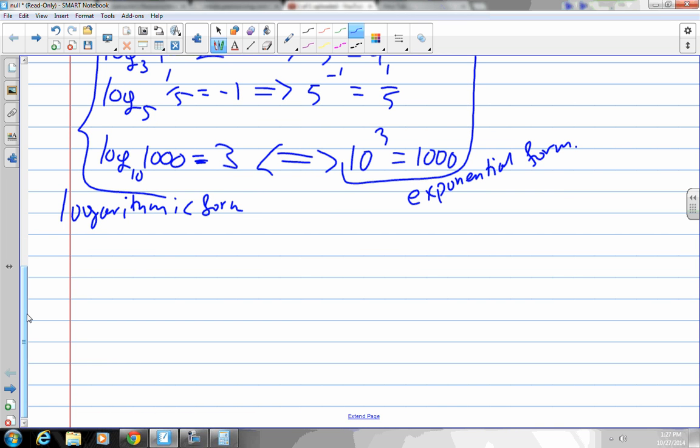So how about log base 7 of, well, let's do the easy one, 49.